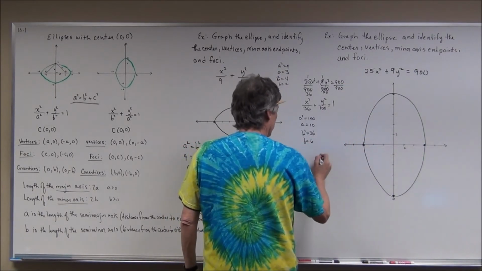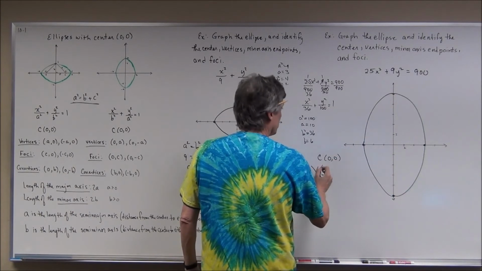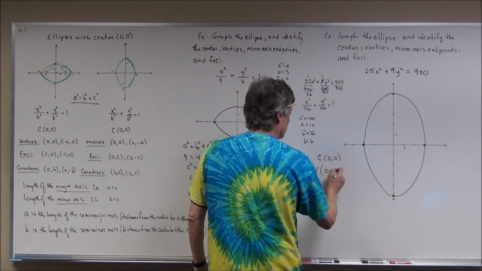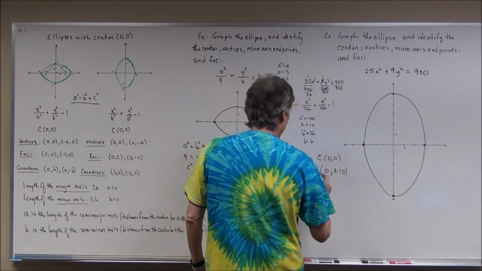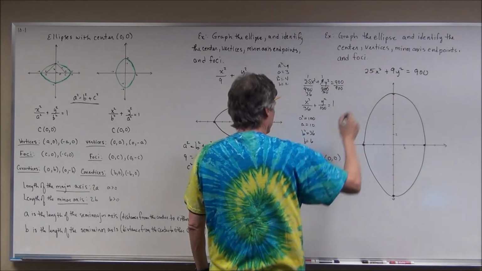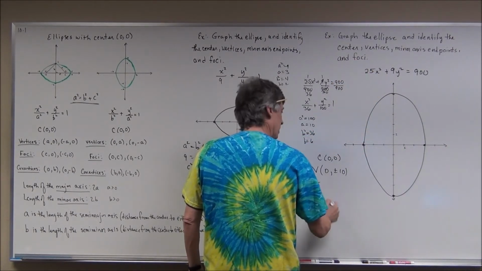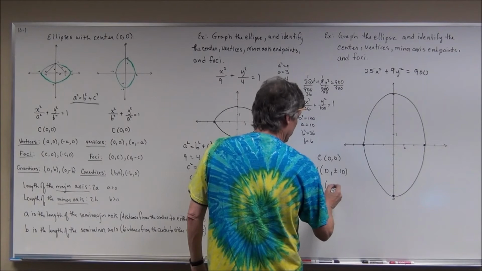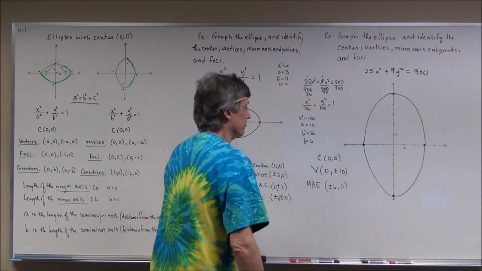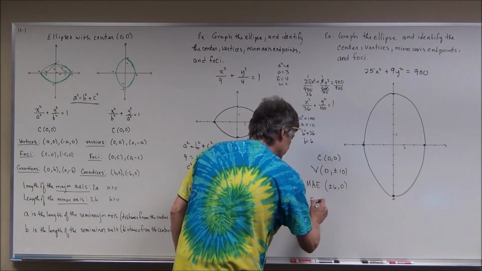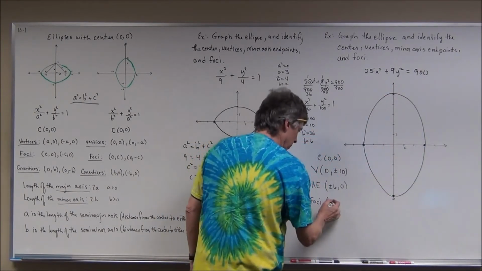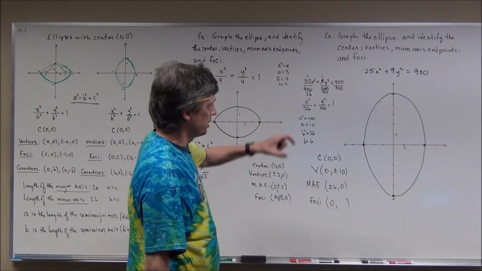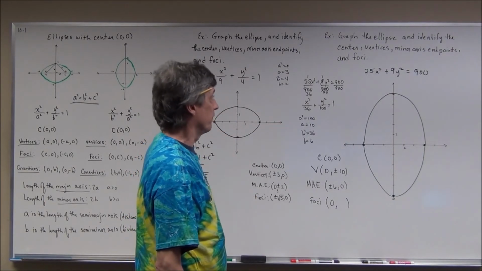Alright, now I need to list all the information here. The center, 0, 0. The vertices, 10 up, 10 down, so plus or, oh, almost messed up again. 0 plus or minus 10. That's on the y-axis. My minor axis endpoints, or the co-vertices, would be, let's see, plus or minus 6, comma 0. Now the foci. They're going to be on the y-axis, so I know it's 0 plus or minus something because of the symmetry. They're going to be the same C units above the center as C units below the center. I just need to find out what C is.